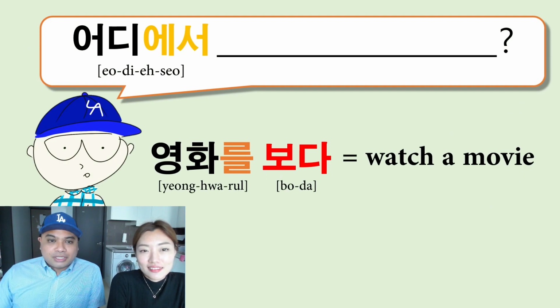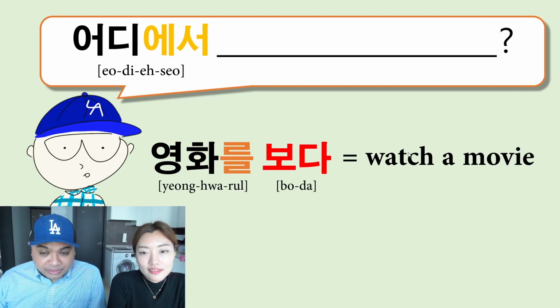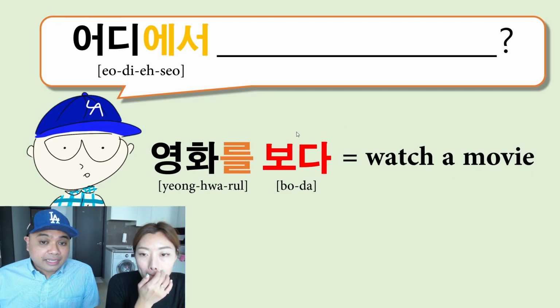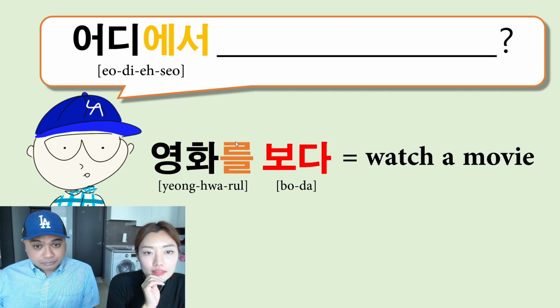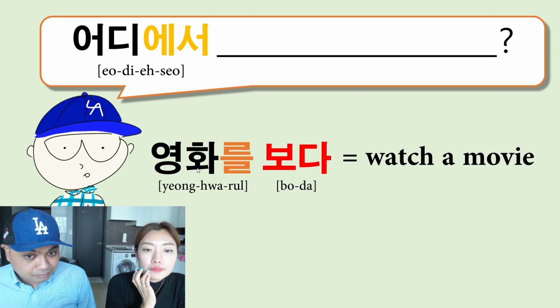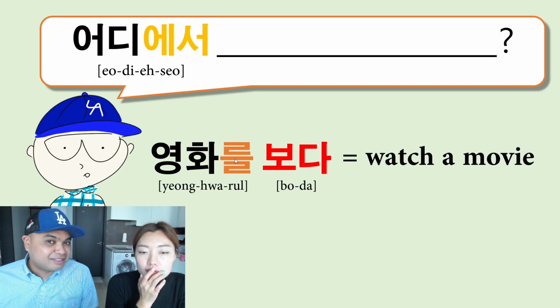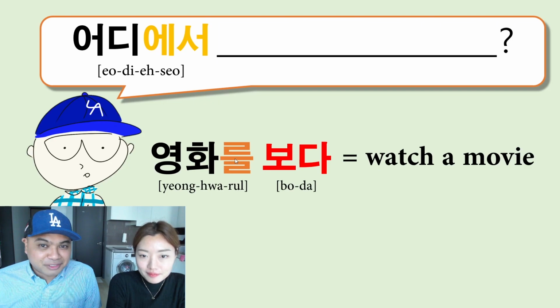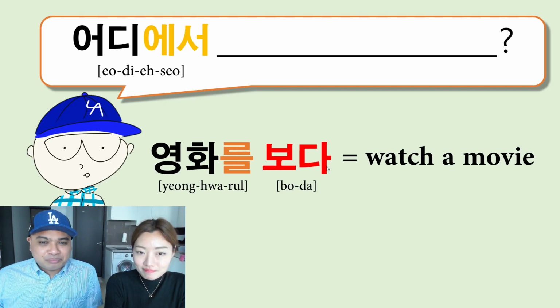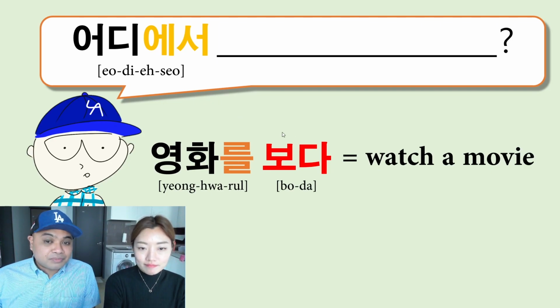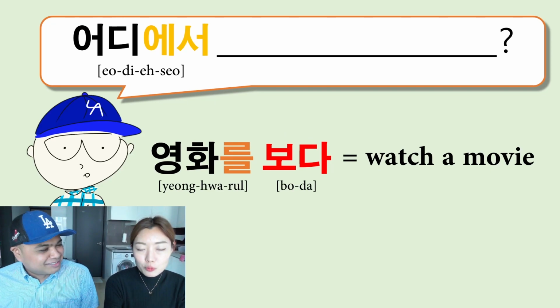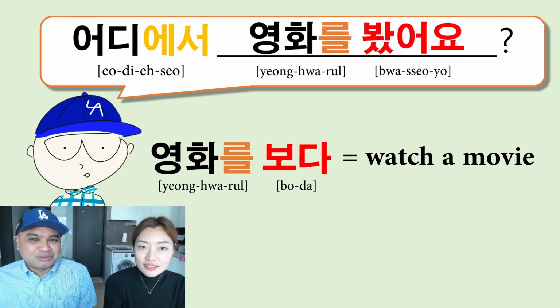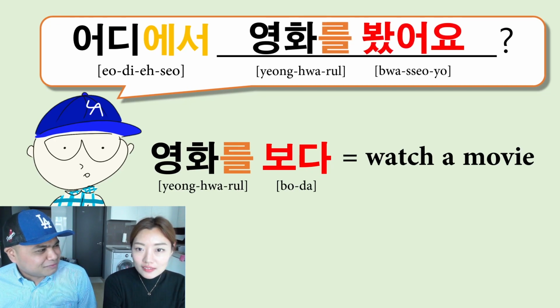All right, so here, I'm asking her, where did you watch a movie? And to say watch a movie, you need to say 영화를 보다. 영화 is the movie. And the object marker is right here. So we talked about the object marker in our previous video, so watch that. And 보다 means to watch, so watch a movie. And to say 보다 in the past tense, you need to say 봤어요. 영화를 봤어요. Is that difficult for you to conjugate?